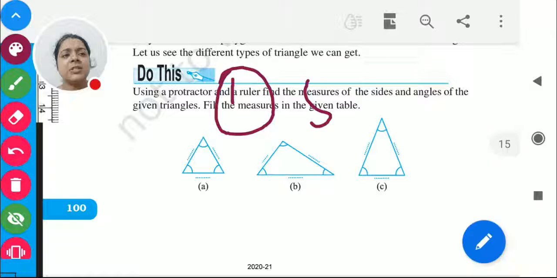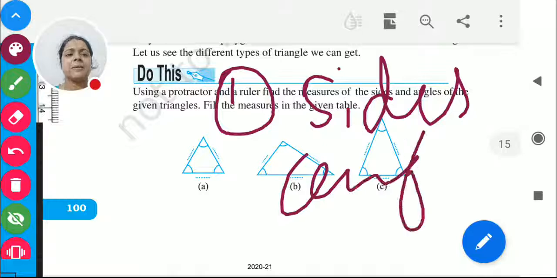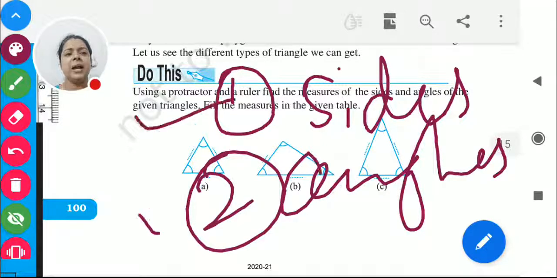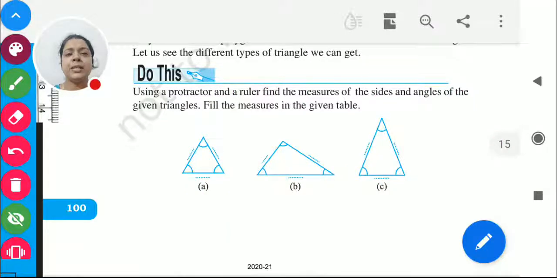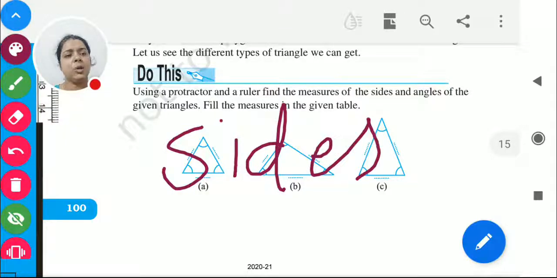on the basis of its sides, and the second is on the basis of the angles it has. So on the basis of sides and on the basis of angles, we are able to classify triangles into different parts. First we'll talk about sides. How can we divide triangles into different kinds on the basis of sides? So we are coming to the first one.